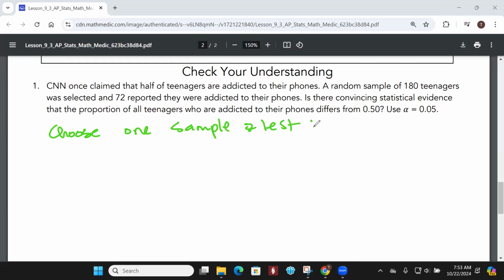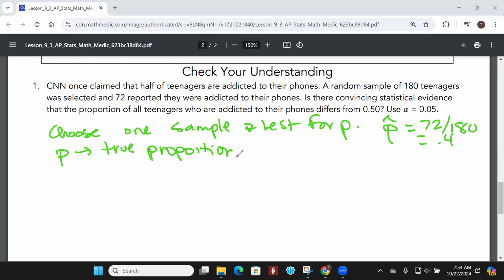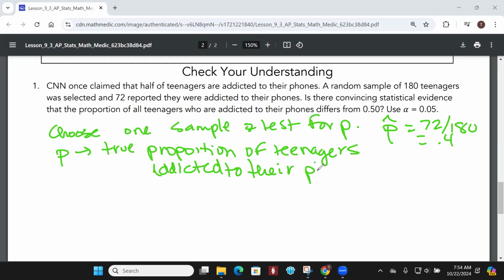z-test for P. We have our p-hat is 72 divided by 180, which is going to give me 0.4. What does P represent? The true proportion of teenagers addicted to their phone. You can put all teenagers.